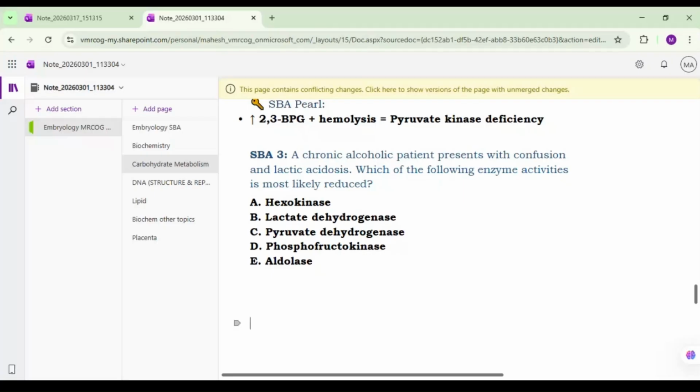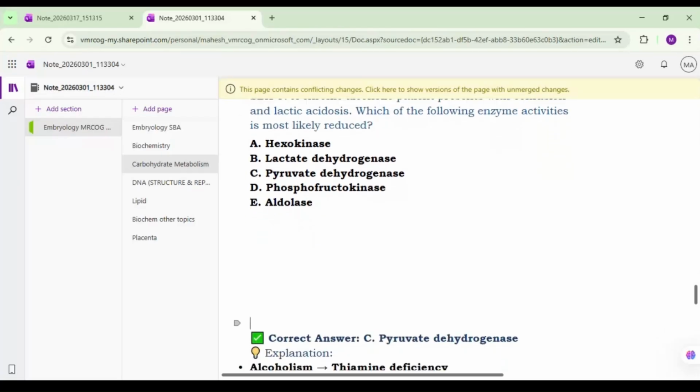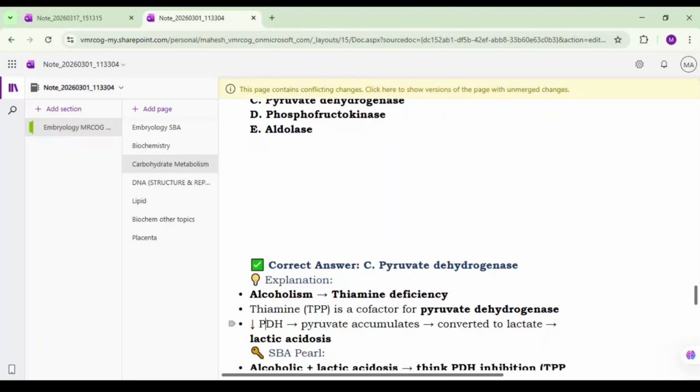Yes. Option D, phosphofructokinase. Is it phosphofructokinase or pyruvate PDH? Okay. PDH, yes. We have seen for PDH.